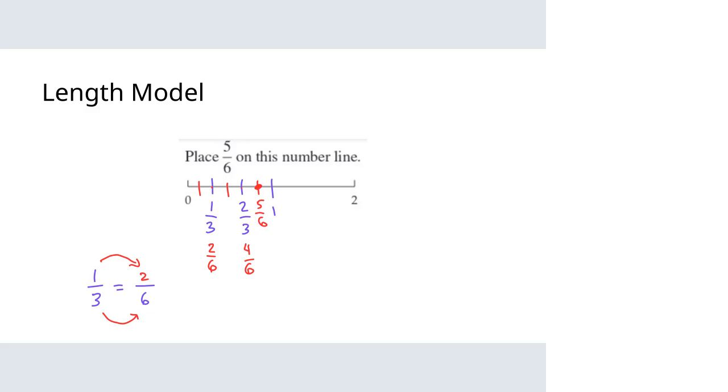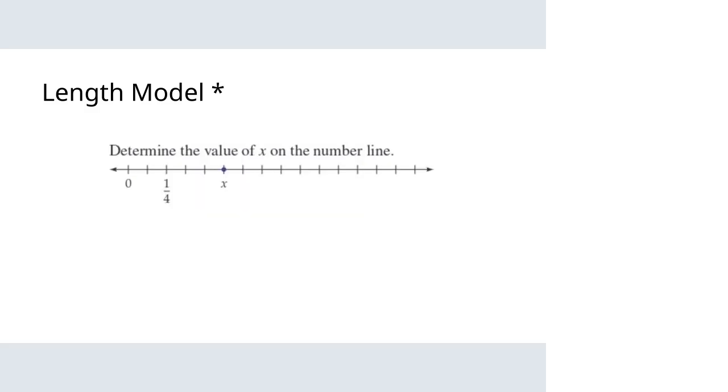Hopefully that process was comfortable and made sense. If there's anything about it that you weren't sure of, don't hesitate to ask. We identified 5/6 by first giving us that 1 to put us in the right place, and then we zeroed in on where 5/6 would be. All right.